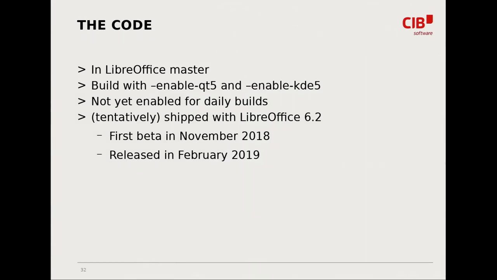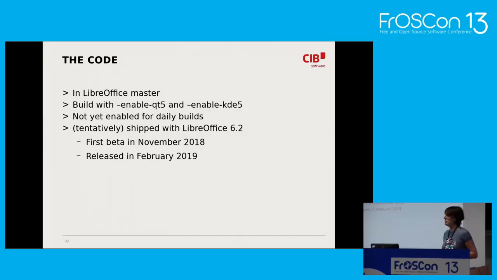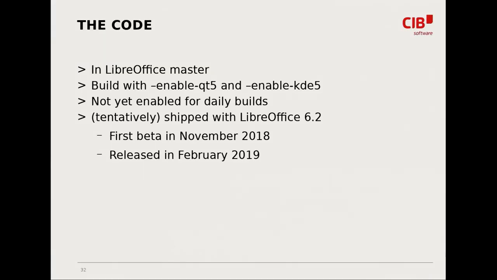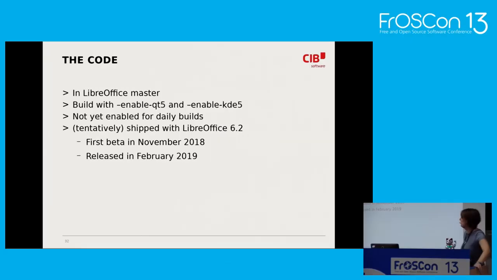Okay, so by now, if you want to ask, where's the code? Where are the binaries? Can I try? I want to test. Well, nowhere. The code is in LibreOffice master. To get a touch of what I have shown and try it for yourself, unfortunately, you have to build LibreOffice yourself with enable Qt5, enable KDE5. This is not yet enabled for daily builds, so if you want to download dailies and try them, tough luck, they don't have it enabled. But I hope this will change in the near future. And tentatively, all the stuff will be shipped with LibreOffice 6.2, whose first beta for users to test comes in November this year, and the final release in February next year.